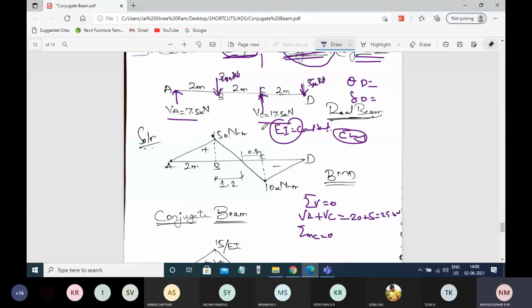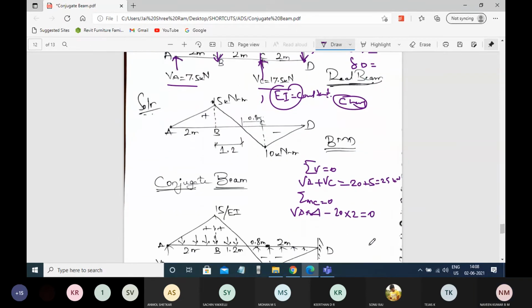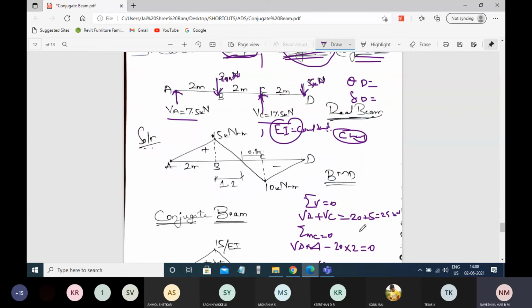From the left hand side, what are the loads acting? So VA is acting. VA is a force, and to reach C, what is the perpendicular distance? 4 meter. So minus 20 is the load acting at point B to reach C. The perpendicular distance is 2 meter, equals to 0. So VA equals to, and you have one more load, so that is 5 into this particular one.